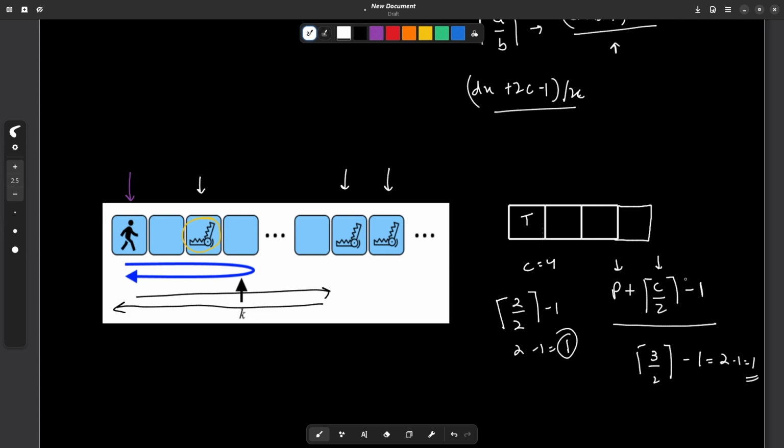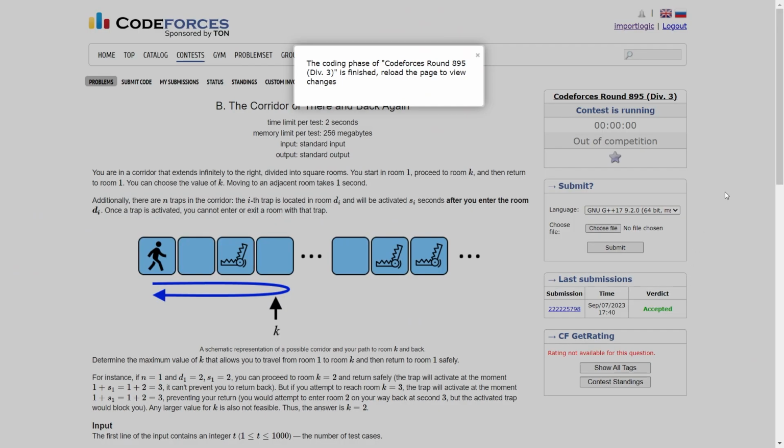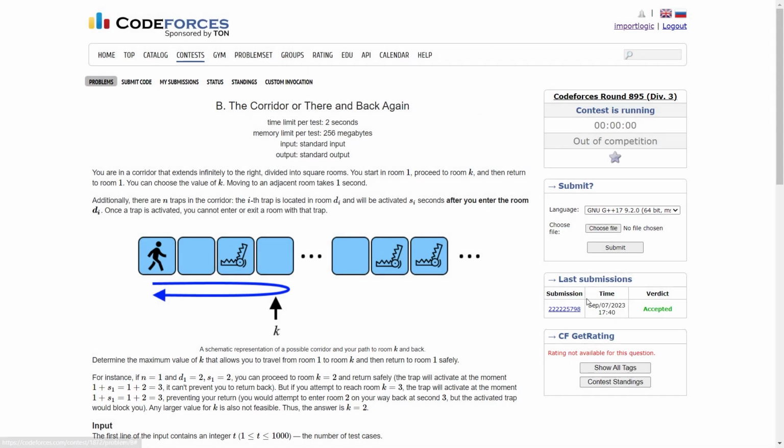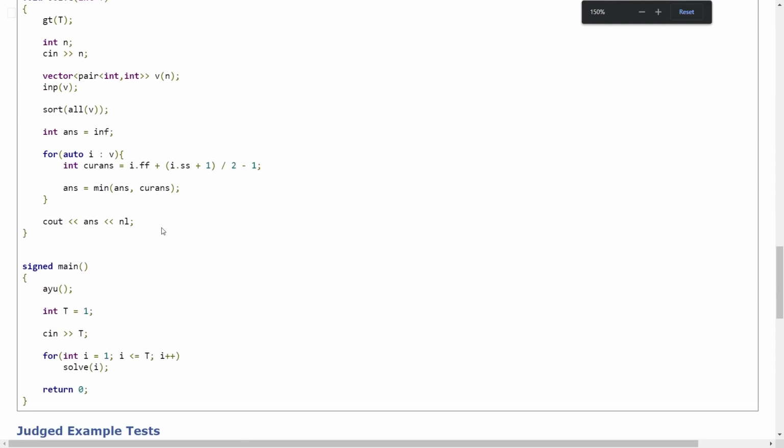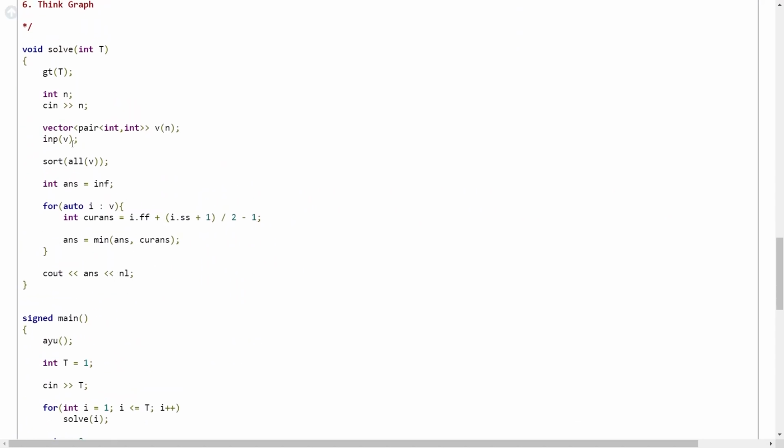Right, now you can calculate the maximum positions for all the traps that are given to us in the input, and your final answer will be the minimum value among them. Right, so let me show you the code of this particular problem. So here you see what I've done is I've created a vector of pairs of size n, and I've taken input in the vector.